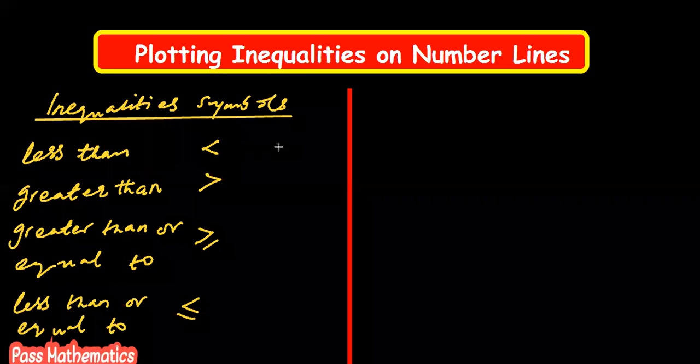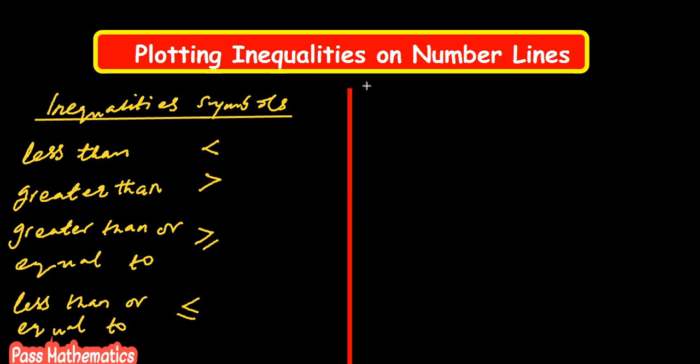For this, the arrowhead is facing left, and this is going right. This is greater than or equal to, going right, while this is going to be left, less than or equal to. Let's try to differentiate them now.